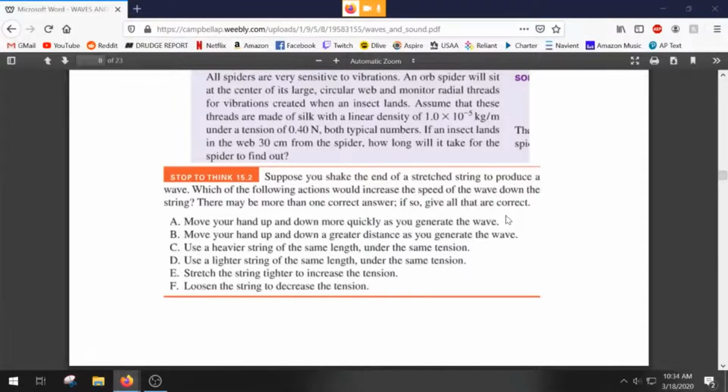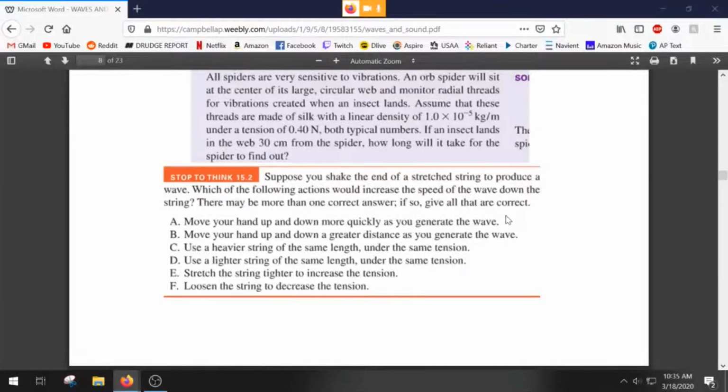This one is trying to trick you into thinking that frequency and velocity are tied together. But your wave speed is entirely dependent on the medium through which it travels, so increasing the frequency has no effect. So A is false. B: move your hand up and down a greater distance as you generate the wave. All you're doing there is increasing the amplitude of that wave. Have you changed the string's properties at all? No. You haven't changed the wave speed then.